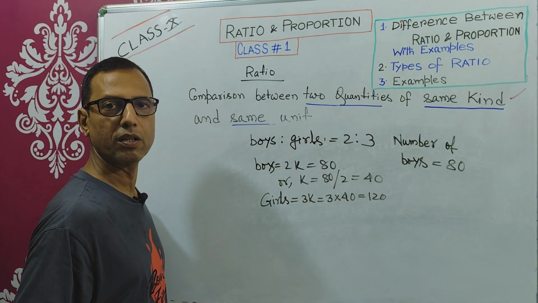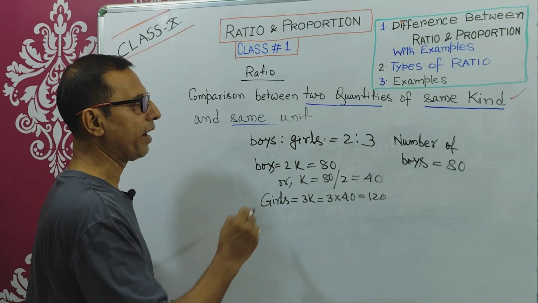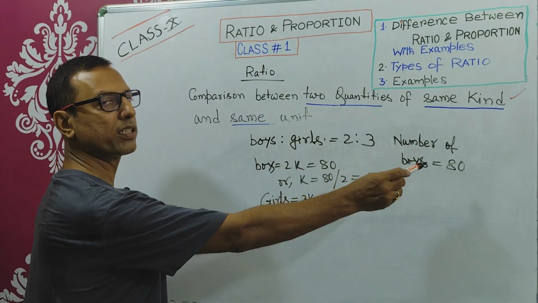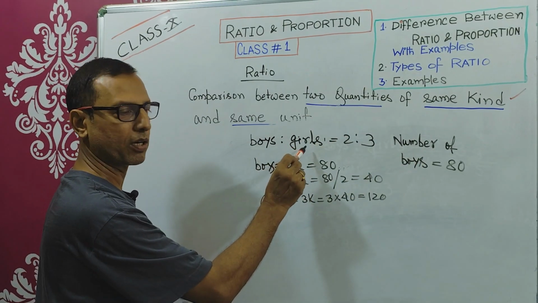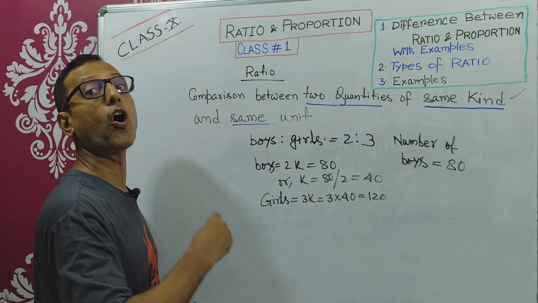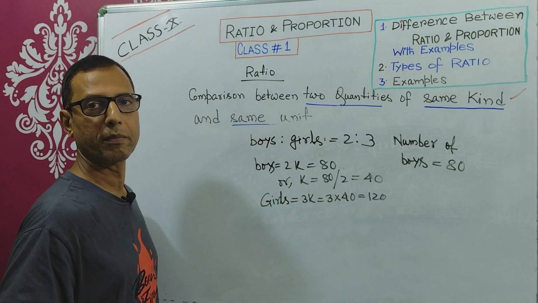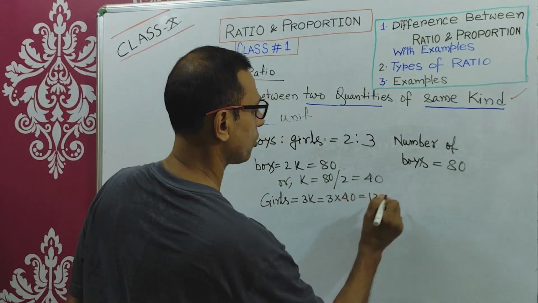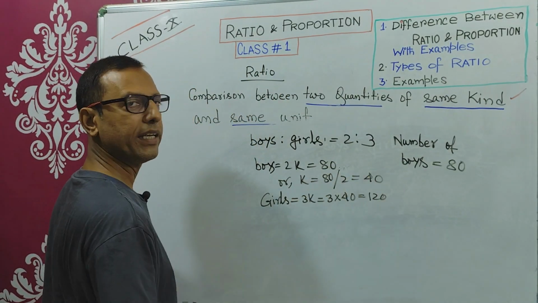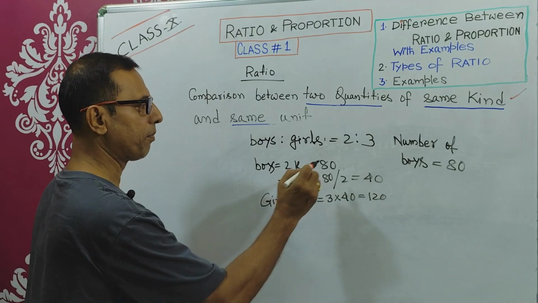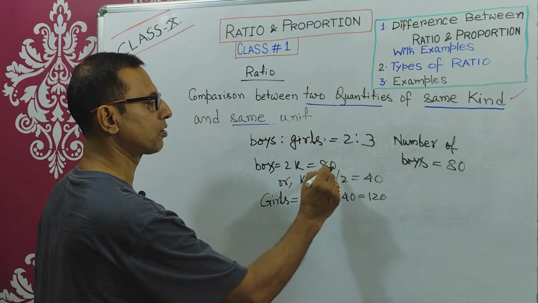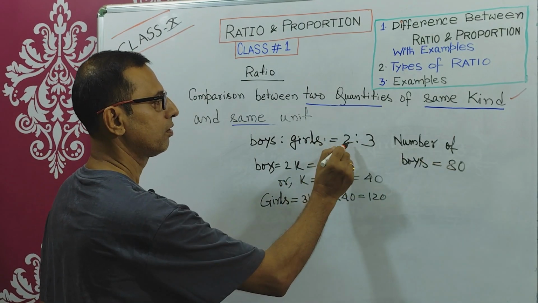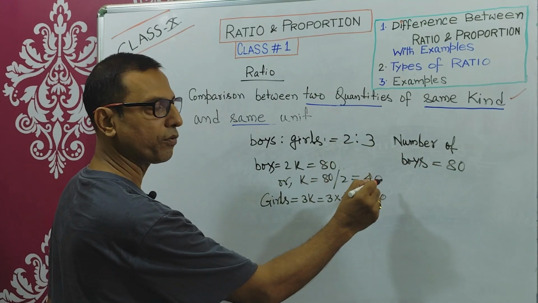The ratio of boys and girls is given, and if the number of boys is given, then you find out the number of girls. Or it's asked what is the total number of students. So the k value is already known, k is 40, right? From 2k equals 80, you know the value of k.